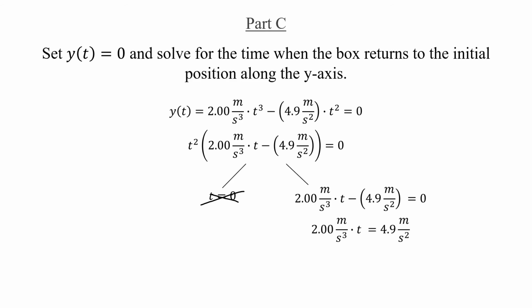I move the 4.9 meter per second squared to the other side, and then divide both sides by the 2 meter per second cubed quantity. And this tells us the time. It takes 2.45 seconds for the box to drop down and return back up to y equal to 0. And that is our answer for part C.